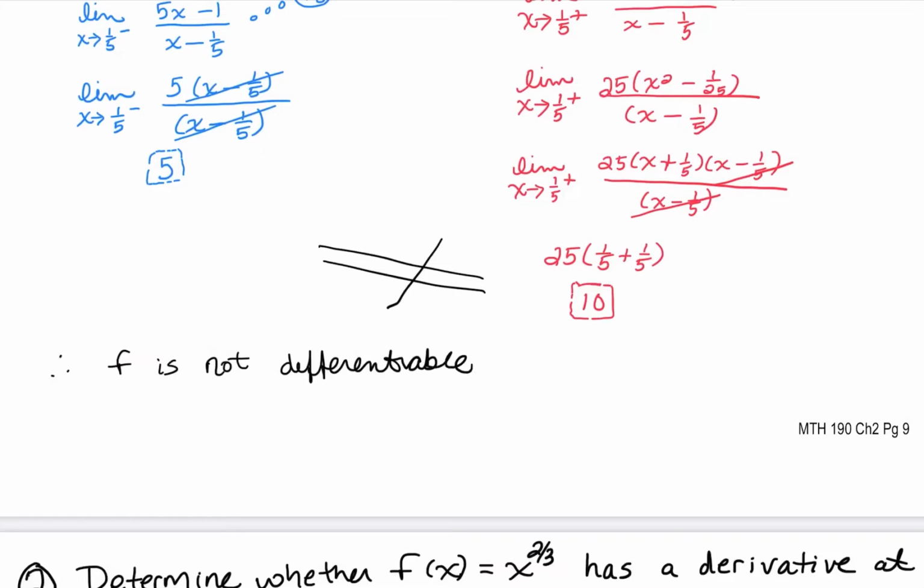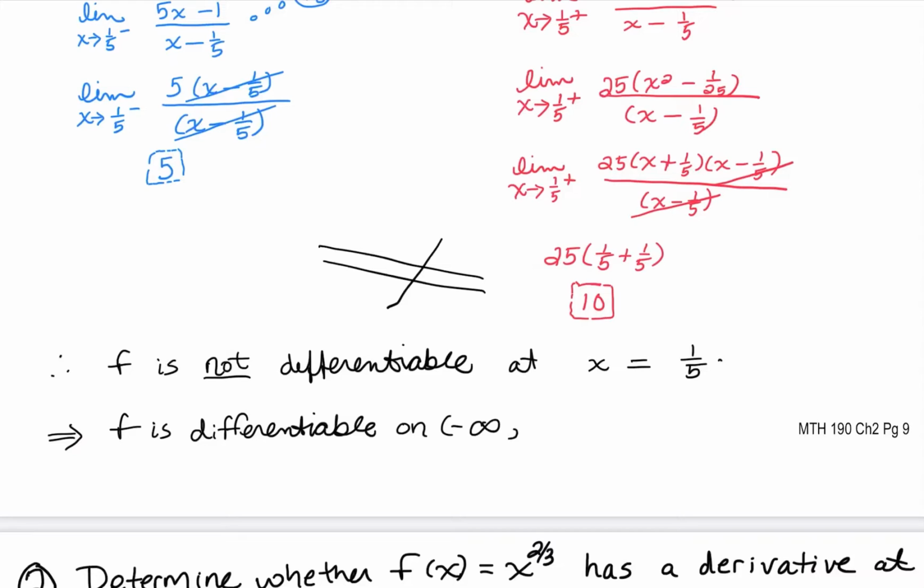at x equals 1/5. So if you're asked where it's not differentiable, it's not differentiable at x equals 1/5. If you're asked where it is differentiable, I can't remember which way I stated this question. So f is differentiable everywhere else, because we had a line and a parabola everywhere else. So it is differentiable from negative infinity to 1/5, union 1/5 to infinity.